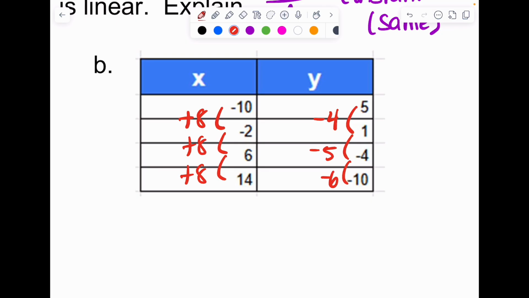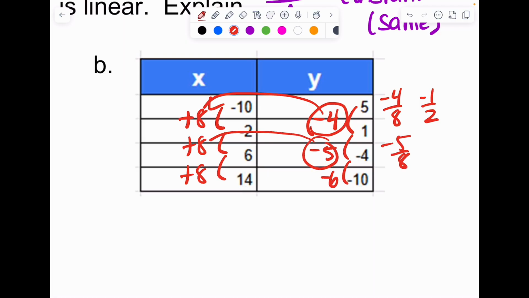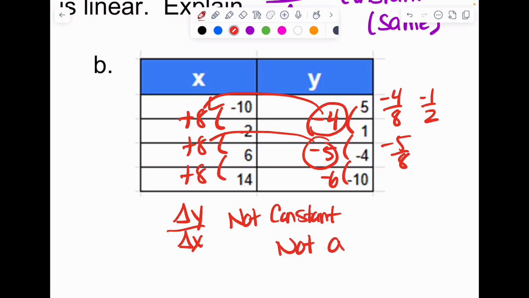The reason this is a no is when I take this negative 4 over 8, the change in y over x simplifies to a negative 1/2 ratio. But when I take this negative 5 over 8, it isn't constant. It's not the same as a negative 1/2. That's the reason. Your change in y over your change in x is not constant. That is the reason this is not a linear function.